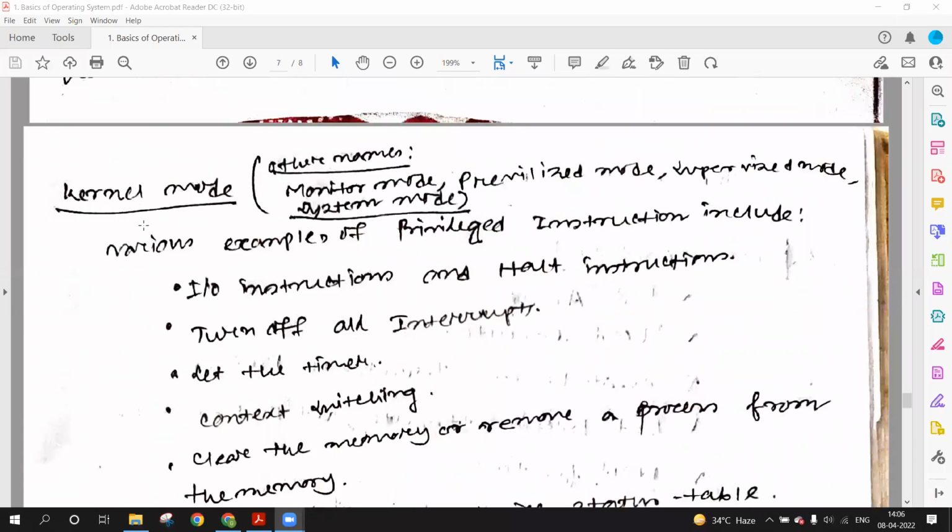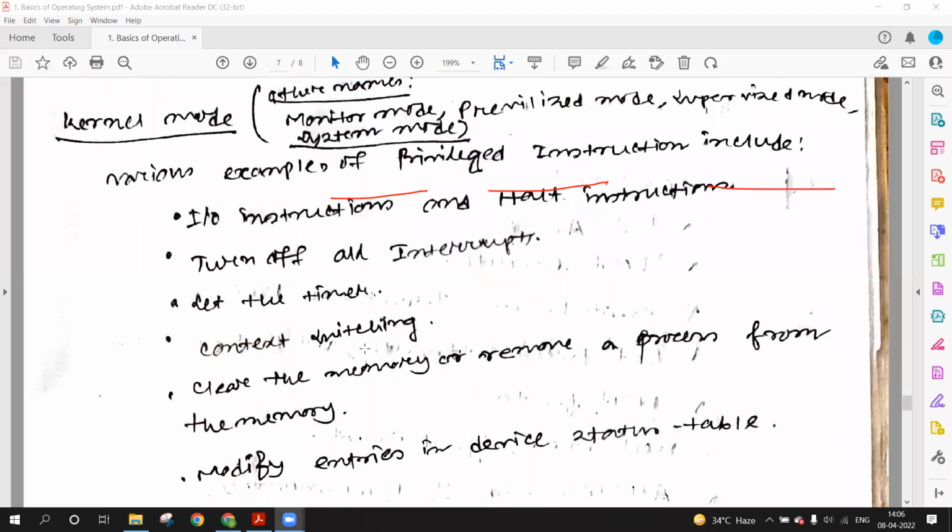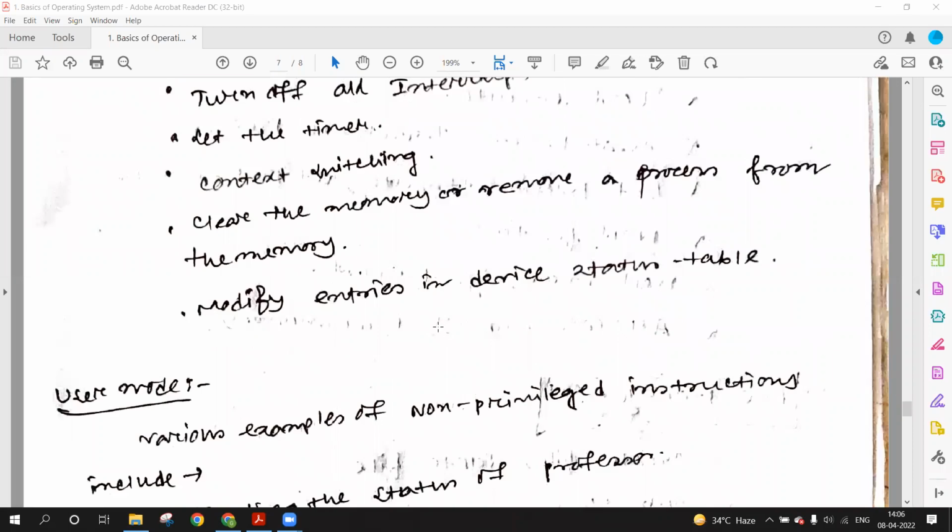Next one is kernel mode. The other names are monitor mode, privileged mode, supervisor mode, and system mode. Various examples of privileged instructions include I/O instructions and halt instructions, turning off all interrupts, setting the timer, context switching, clearing the memory or removing a process from the memory, and modifying the entries in the device status table.